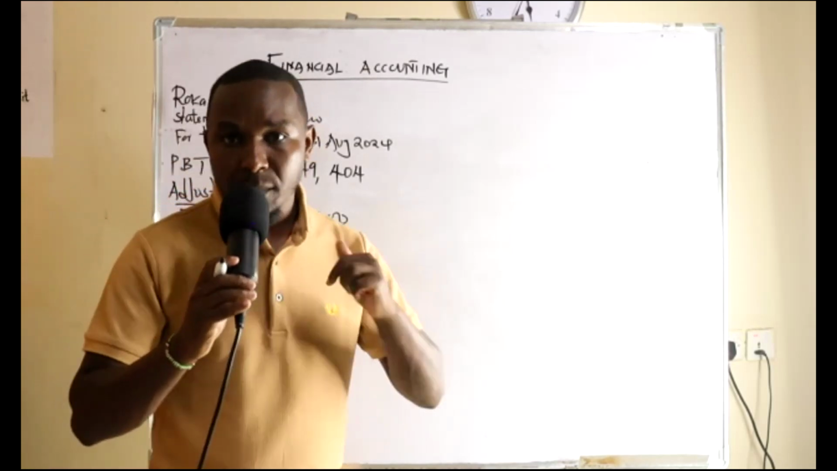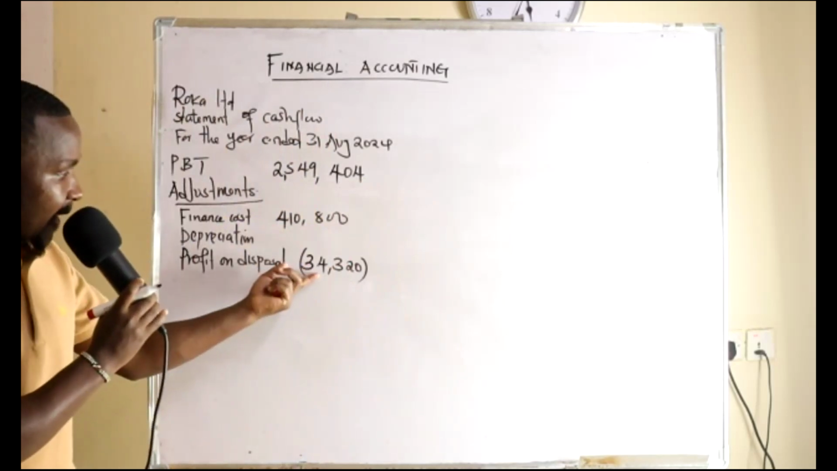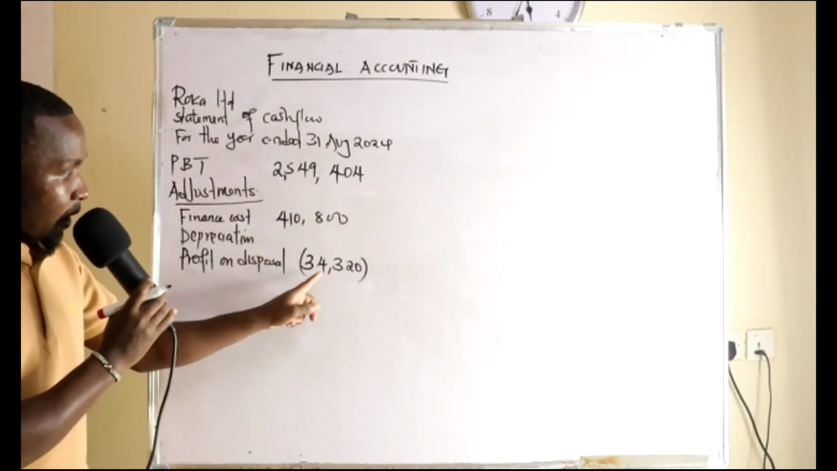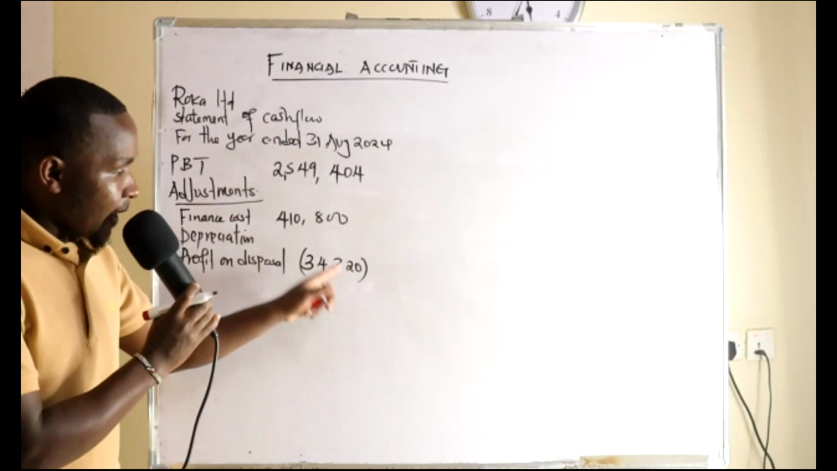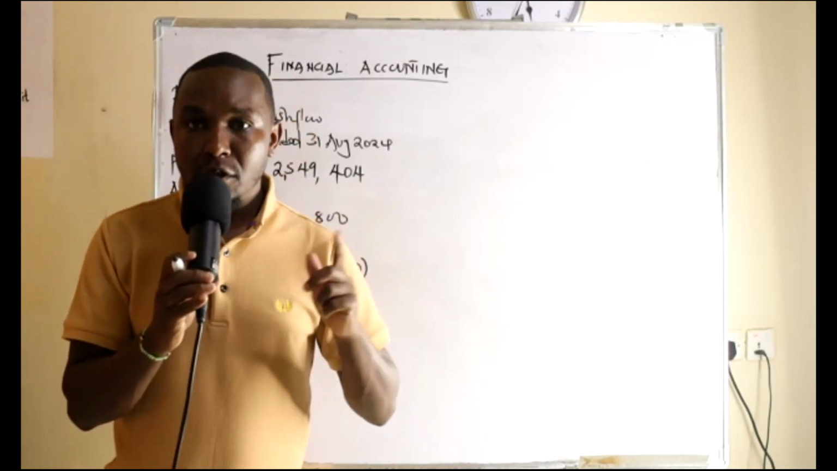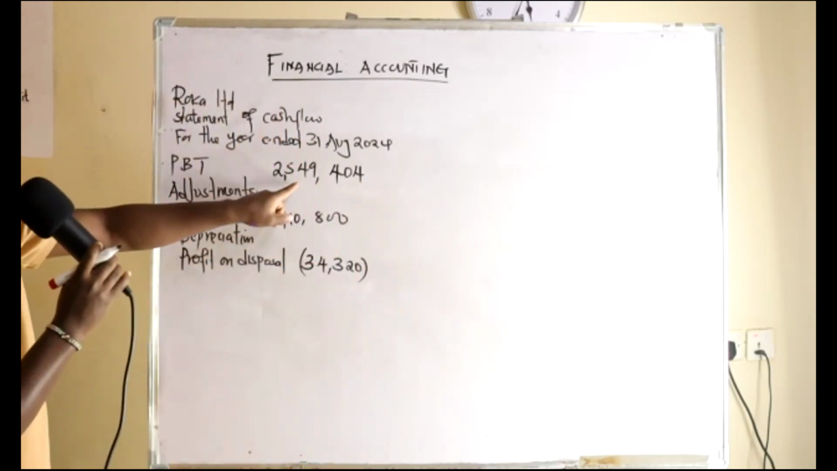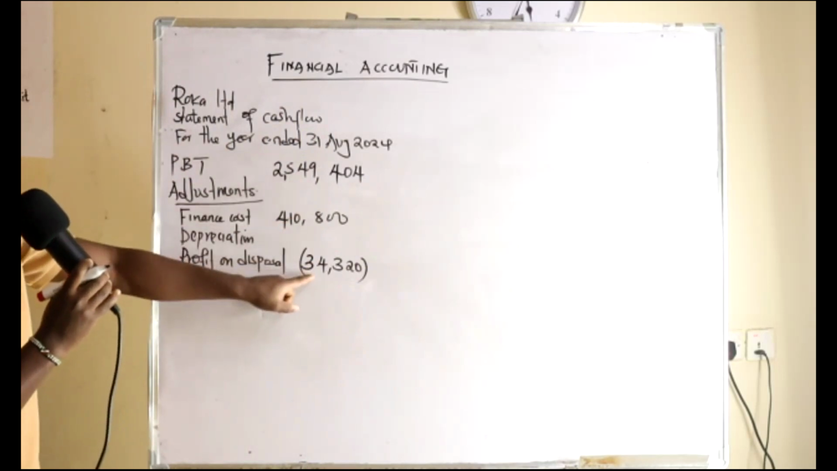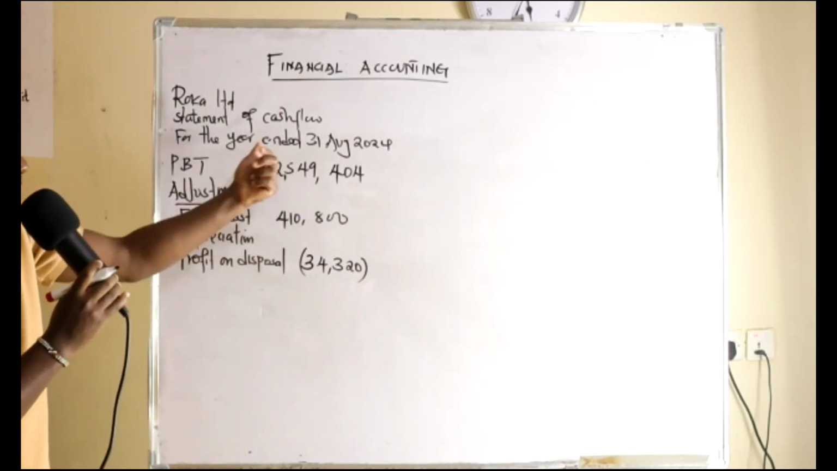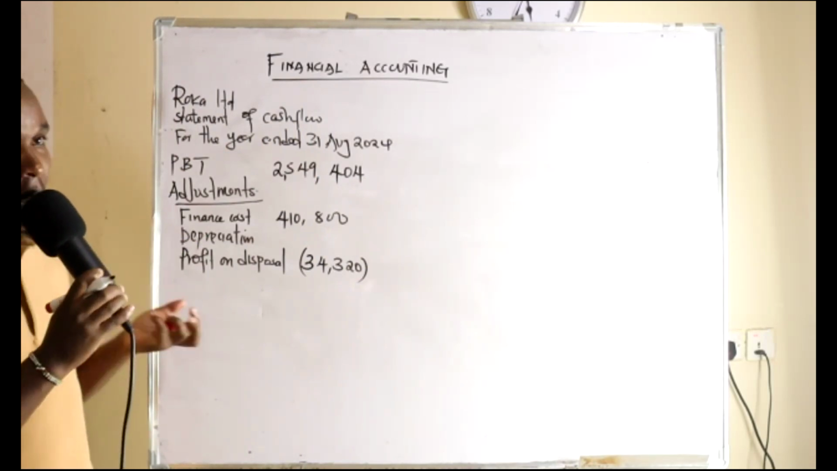Why are we subtracting? The accountant has recognized this as income, and yet there is no cash movement. So what happened to the profit? This profit has been overstated by this value, so we have to subtract. That's why I'm subtracting. What about the value of depreciation?